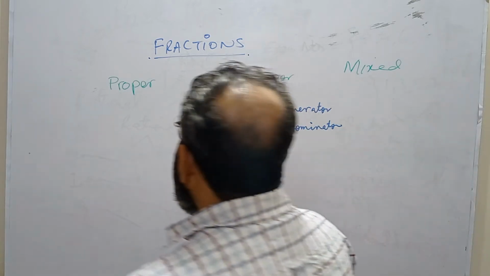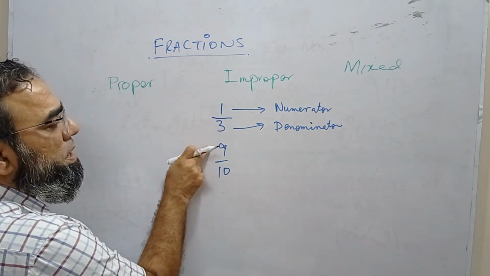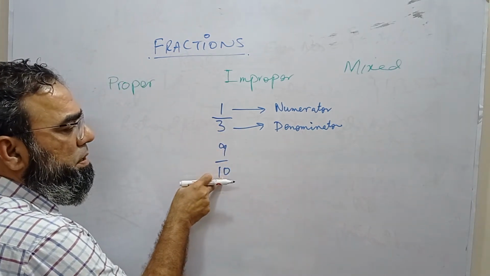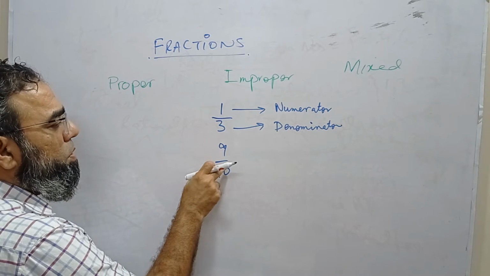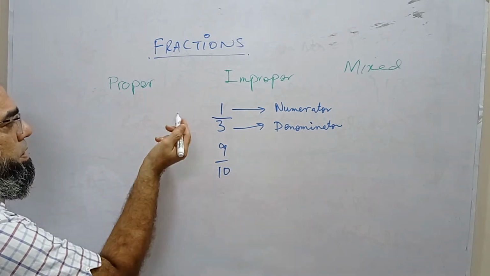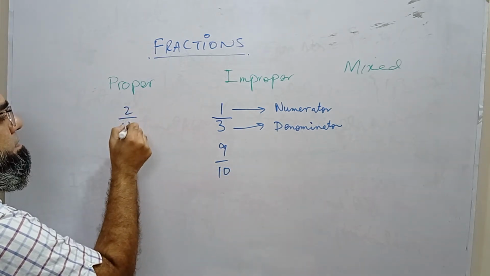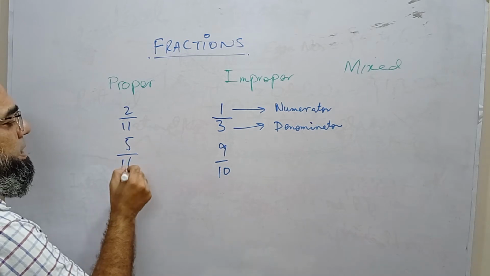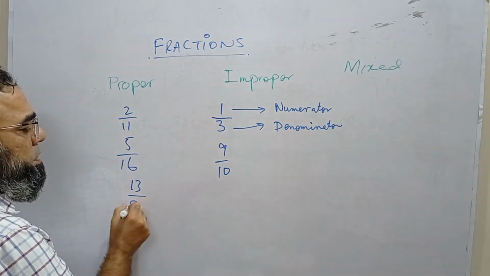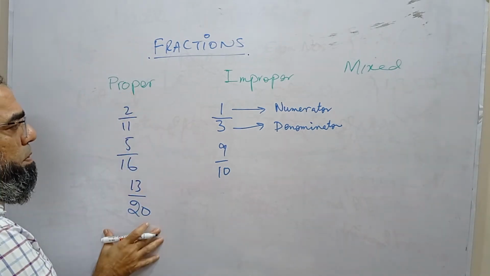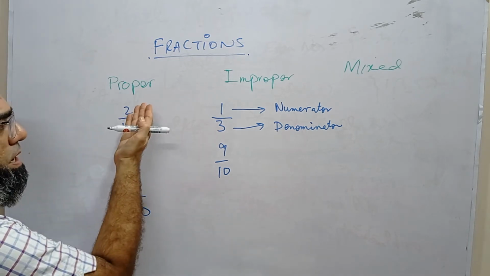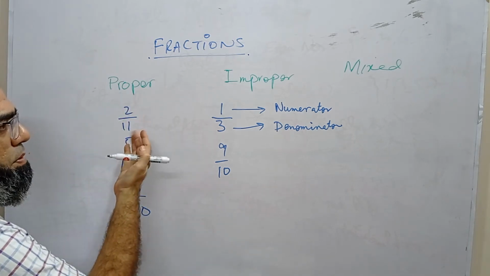If you have a fraction where the numerator is smaller than the denominator, then this fraction is called a proper fraction. For example, 2/11, 5/16, 13/20. These are all proper fractions where the numerators are smaller than the denominators, okay?